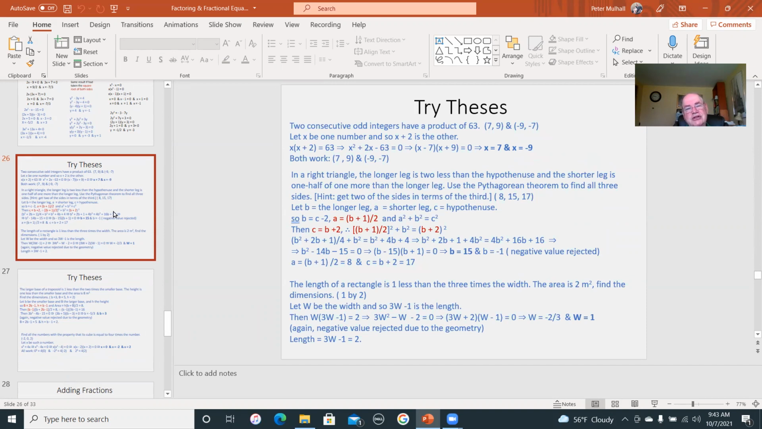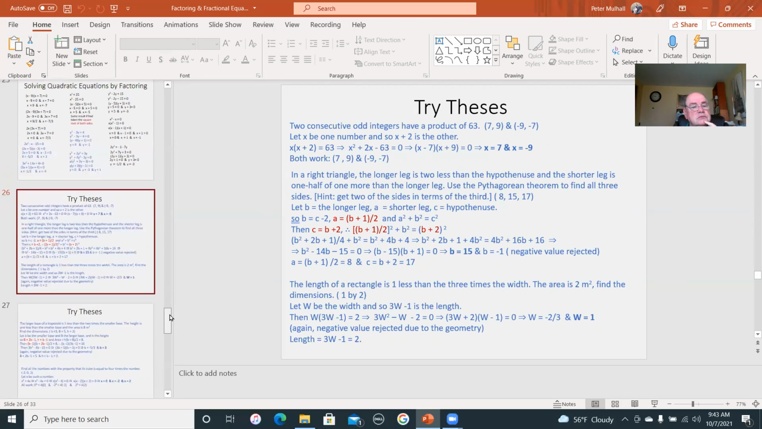So there is the solution. Again, it's a product situation. If one number is X, the next one is X plus 2, and you get a quadratic. And when you factor the quadratic, you in fact get two solutions, 7 and -9. And so both work: 7 and 9, and -9 and -7 both work. Next question.